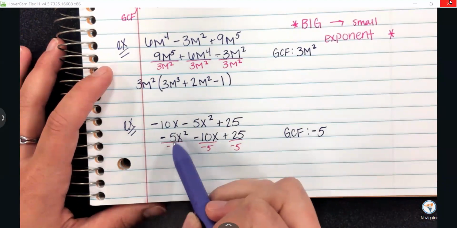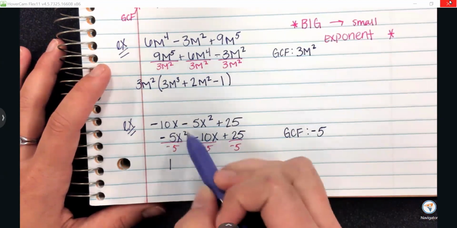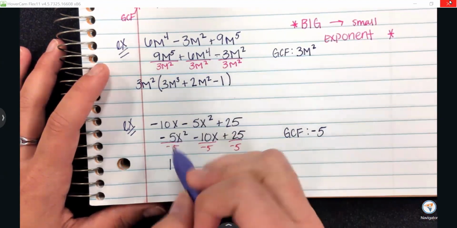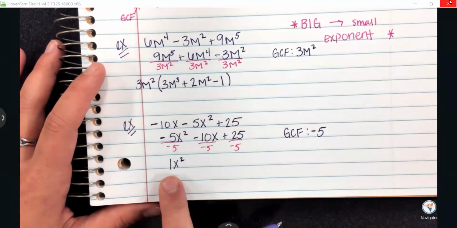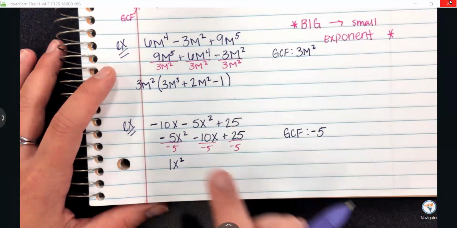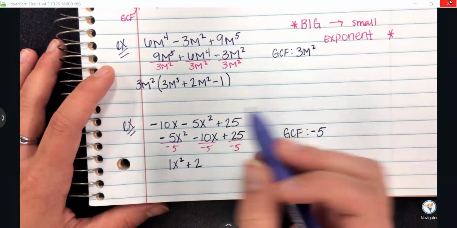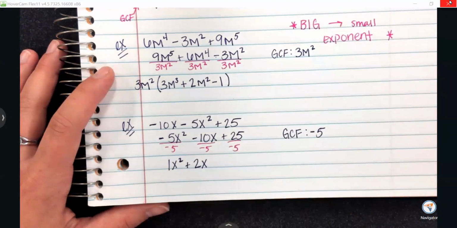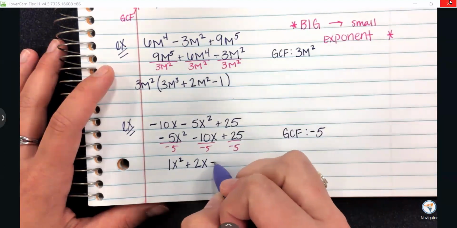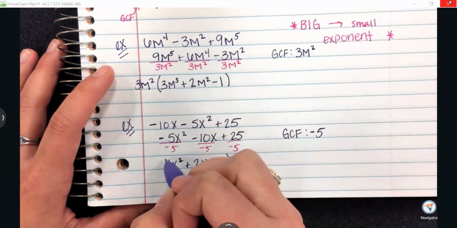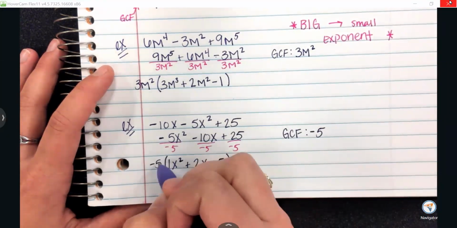So what is negative 5 divided by negative 5? 1, positive 1. x squared, am I taking any x's out? Nope, so I'm left with x squared. Do I have to put the 1 in front of the x? No, but you can. What's negative 10 divided by negative 5? Positive 2, and I keep my x. And then what's positive 25 divided by negative 5? Negative 5 in parentheses. And what goes in the front? The negative 5. Okay.